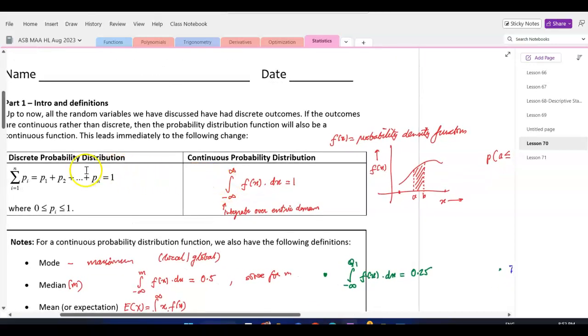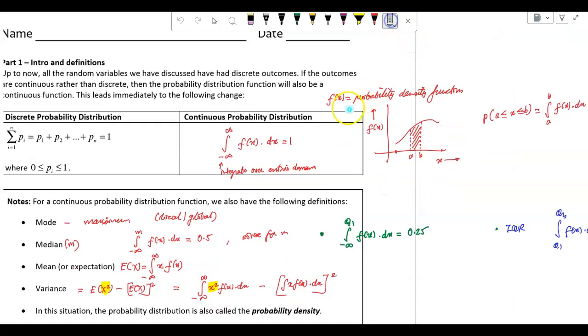Now, in a discrete probability distribution, we know that sigma p is equal to 1. Here you take the integral of the function, and that function is called the probability density function. A probability density function satisfies the property that the integration over the entire domain is equal to 1.